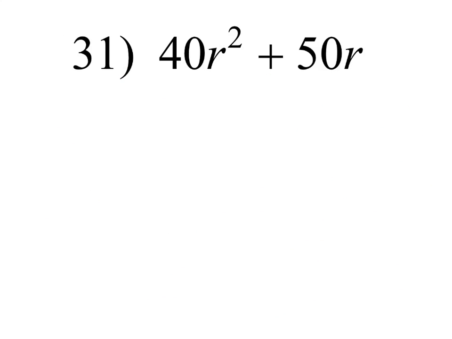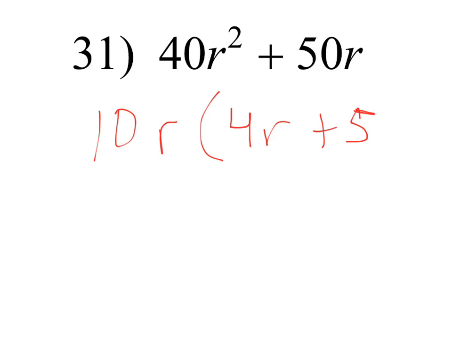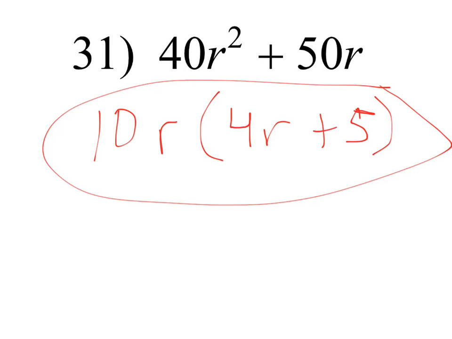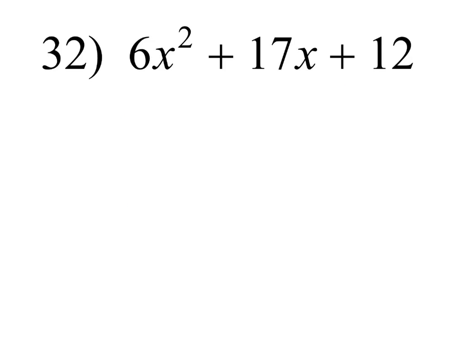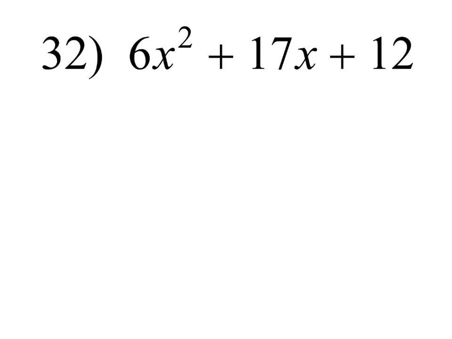Moving on to 31, well, the factor that goes on both of these evenly is 10r. So we'll pull that out of both of them. You'll get 4r, and then plus 5. That one's good to go. Ta-da!